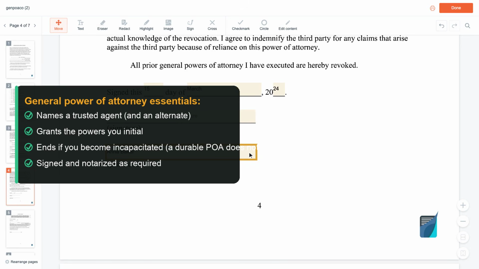Finally, which state's law governs the document? That's determined by the law of the jurisdiction indicated in the power of attorney itself. And if no jurisdiction is indicated, then by the law of the jurisdiction where the power of attorney was executed.